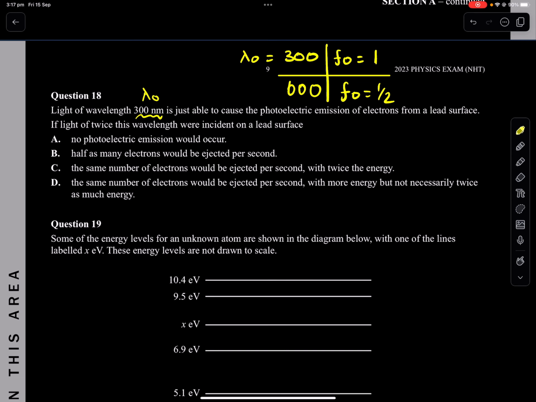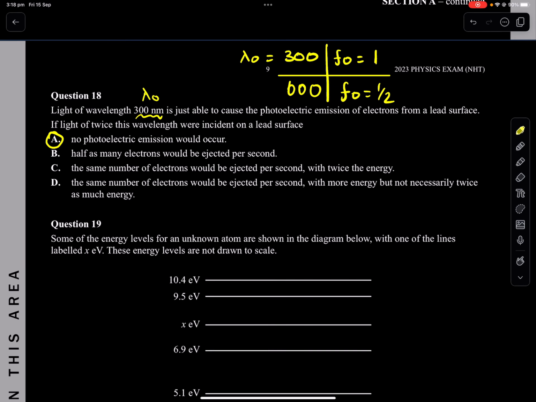If it halves, then there would be no emission, because we've gone below the threshold. If 1 was the actual threshold frequency, and we go below the threshold, which we've just done, then no photoelectric emission would occur. Absolutely, A is the only possible answer because we've gone below the threshold. There's actually no photoelectric emission occurring now.